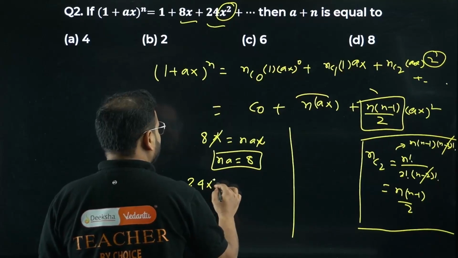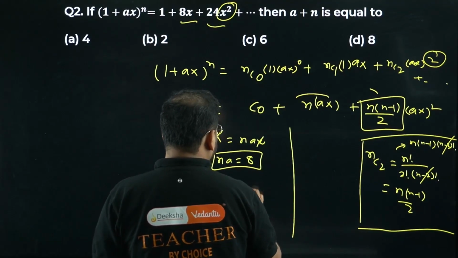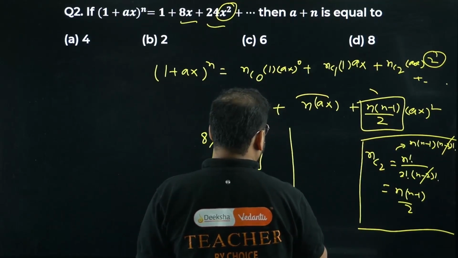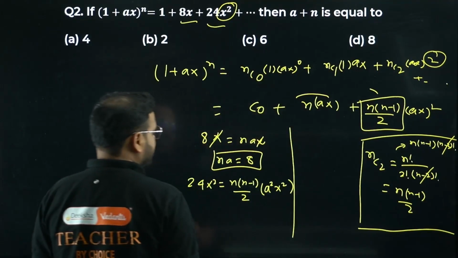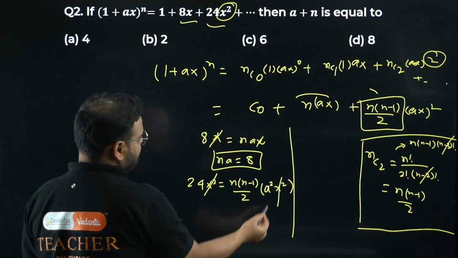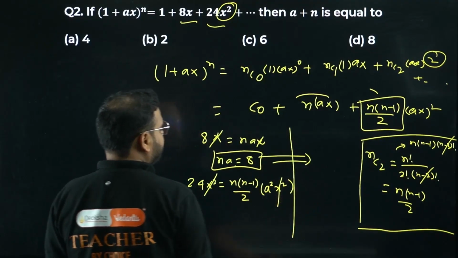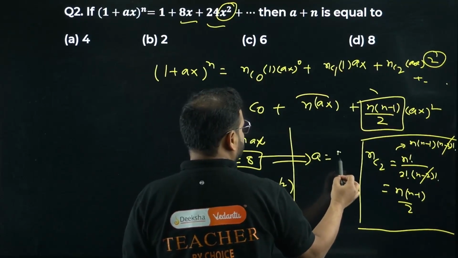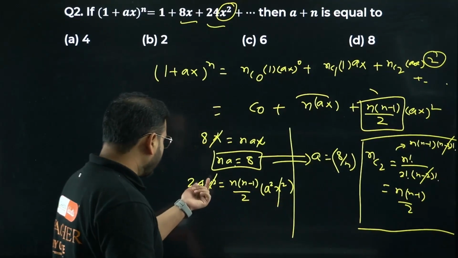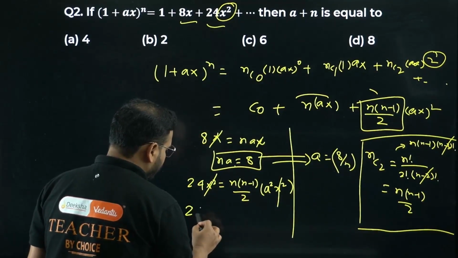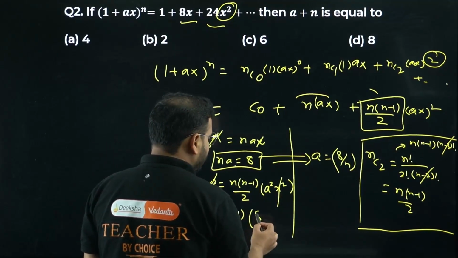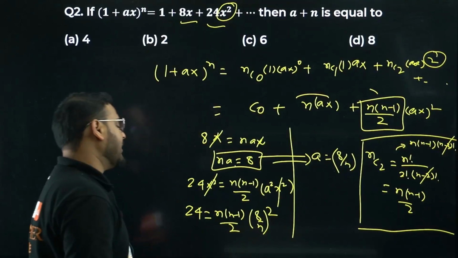24x square equals, from here I am getting n times (n minus 1) upon 2, and I have (ax) the whole square, so it will become a square x square. This and this cancelled, and I can write this a in terms of n: a becomes equal to 8 by n. We can put it back over here. I get 24 equals n times (n minus 1) by 2, times (8 by n) the whole square.